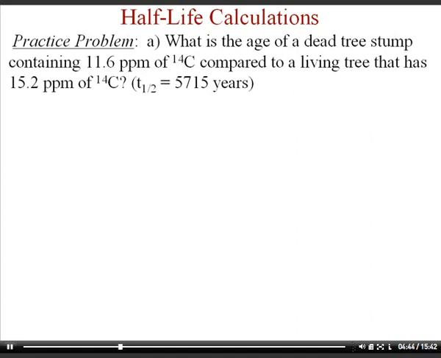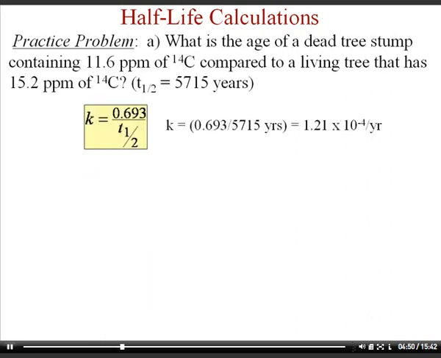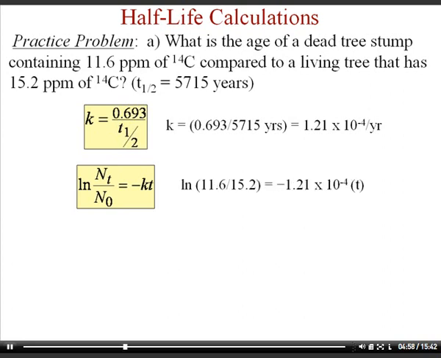So we know the half-life is 5,715 years, so you can calculate k for carbon-14, and it ends up being 1.21 times 10 to the negative fourth per year. So we use that number in our next formula. We take the natural log of the ratio of the carbon-14 after a certain amount of time divided by the carbon-14 that the tree should have. So it's 11.6 divided by 15.2, and you set that equal to negative kt. And you do the calculation and you end up getting 2,230 years old.